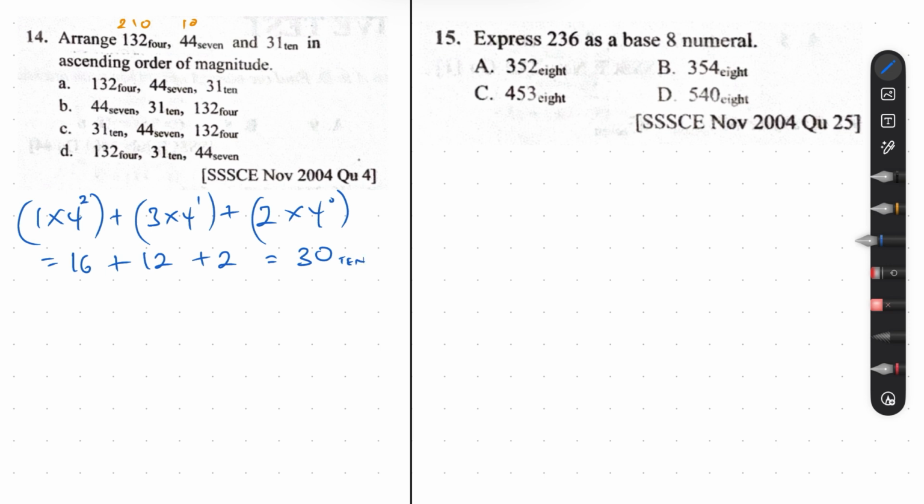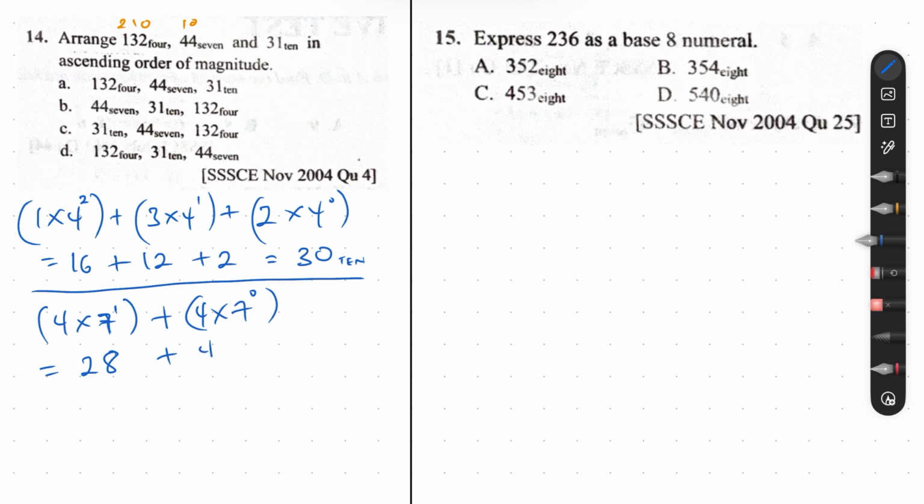Let's move on to the next one, which is 44. That will give us 4 times 7 to the power 1 plus 4 times 7 to the power 0. And that will give us 4 times 7, 28, plus 4, which is 32 base 10. And finally, we have 31 base 10.